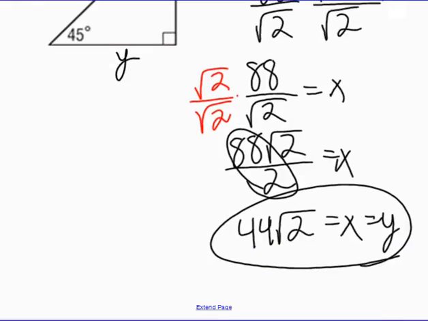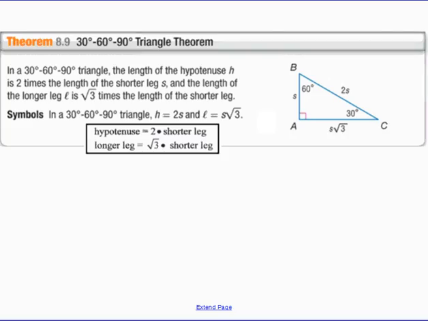So that's 45-45-90. You're either multiplying by radical 2 to get a hypotenuse or dividing by radical 2 to get the two legs. 30-60-90 I think is actually a little harder. Okay?